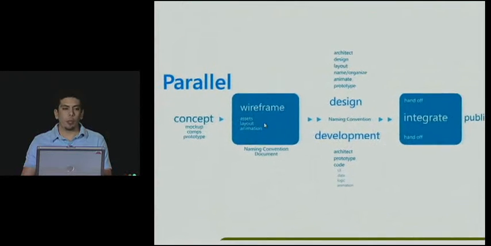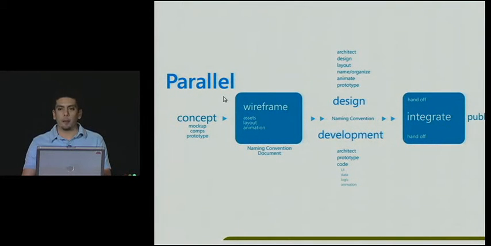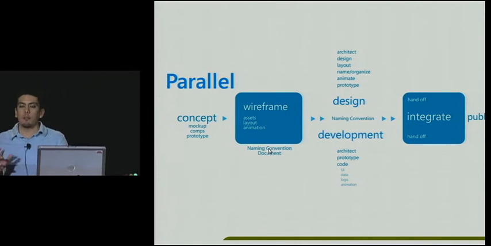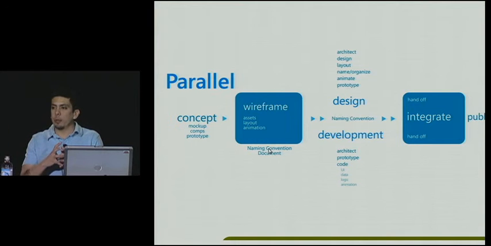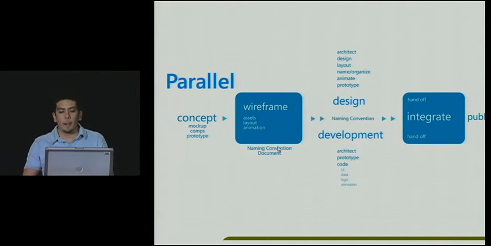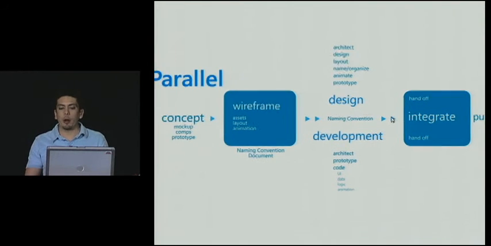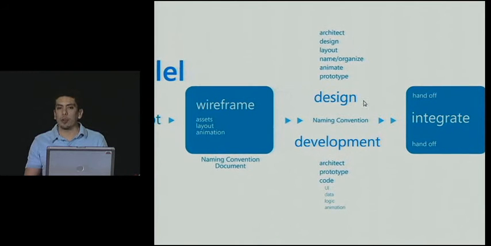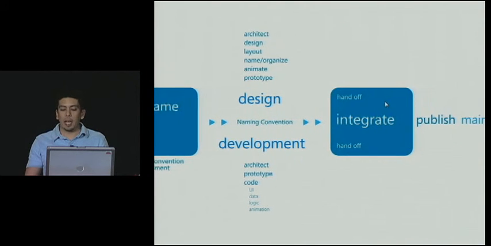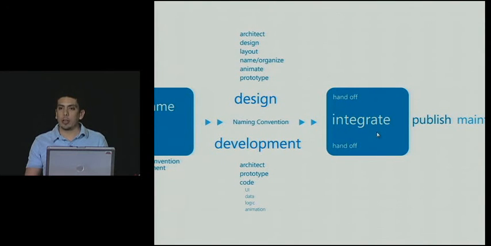is something we call parallel, the parallel technique, which includes creating a wireframe in Expression Blend at the beginning, and this wireframe and something called a naming convention document enables developers and designers to reach an agreement at the beginning on different things. And that will help you have a parallel development and design track. So the designers can do their design work at the same time the developers are. At the end, there is a stage of integration.